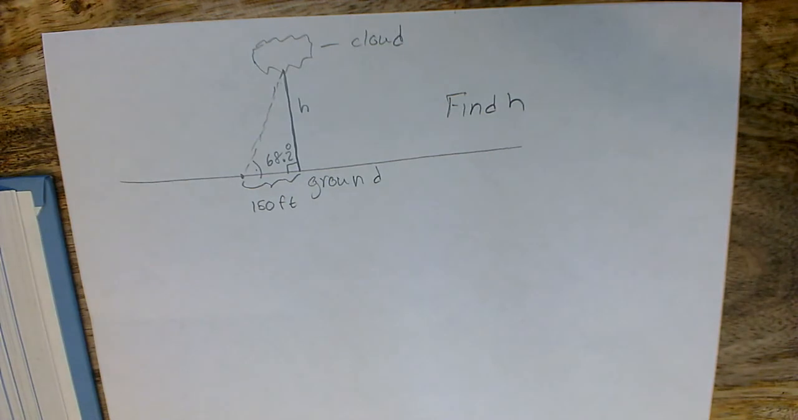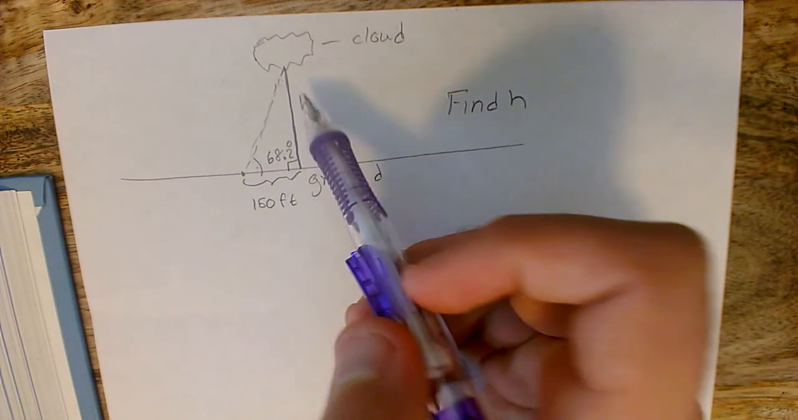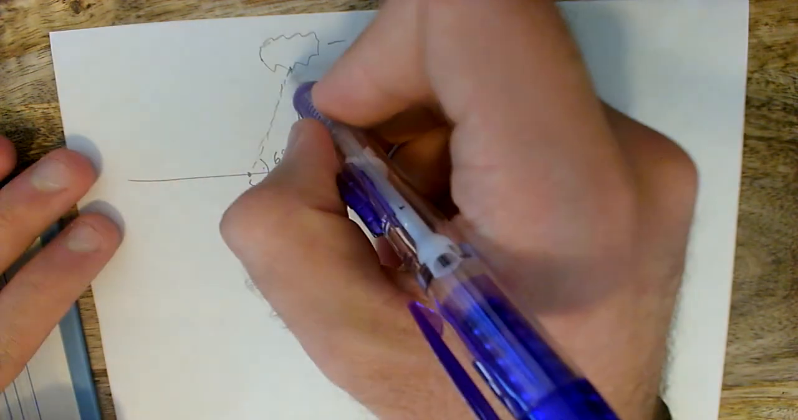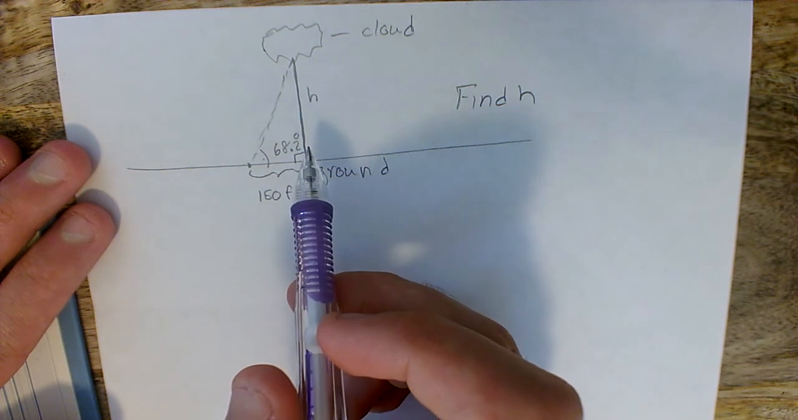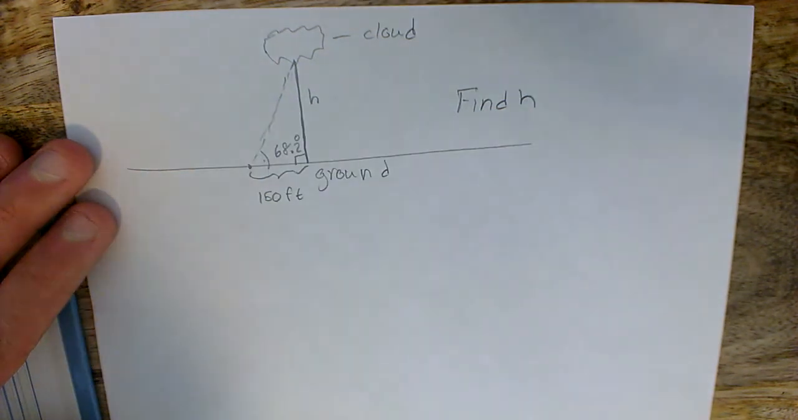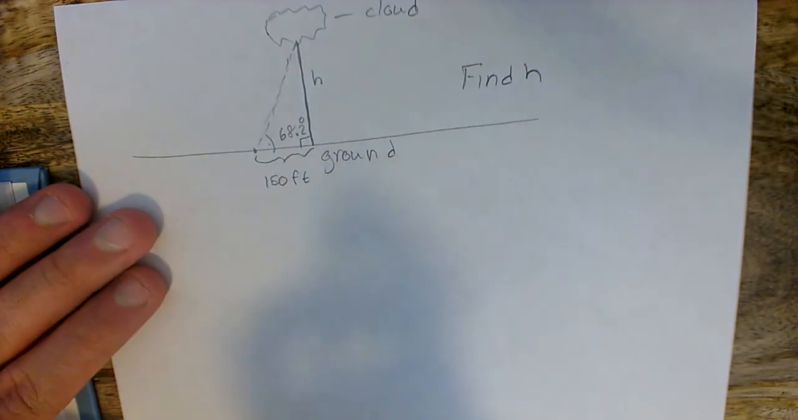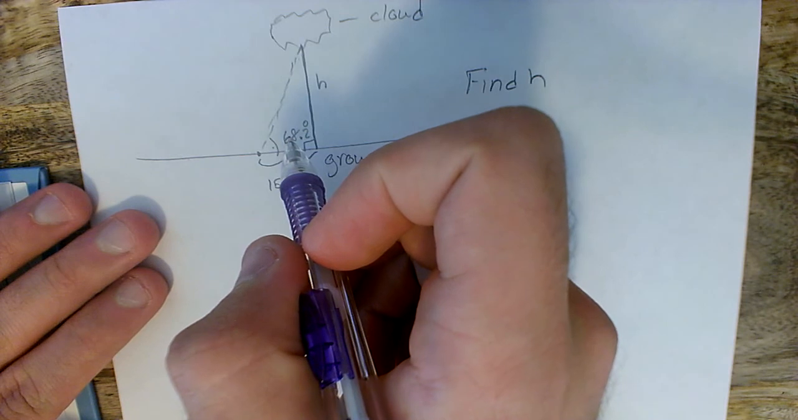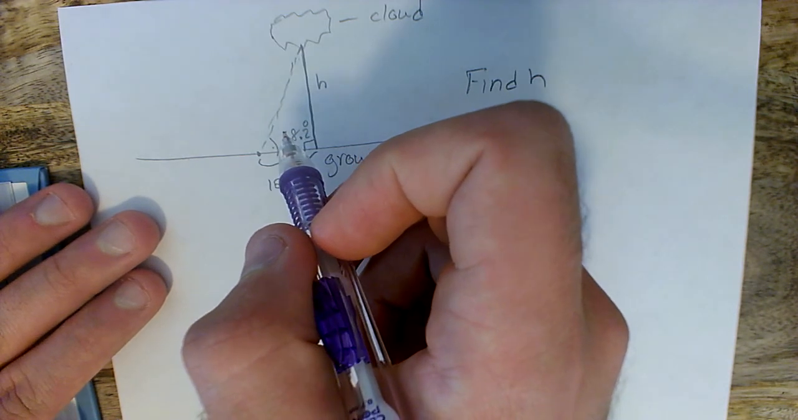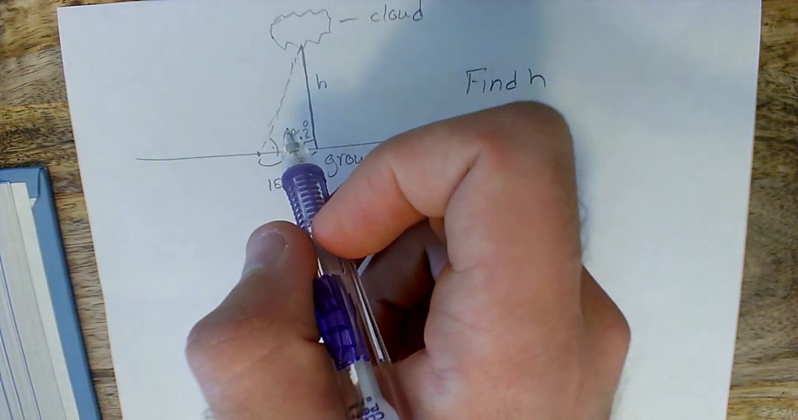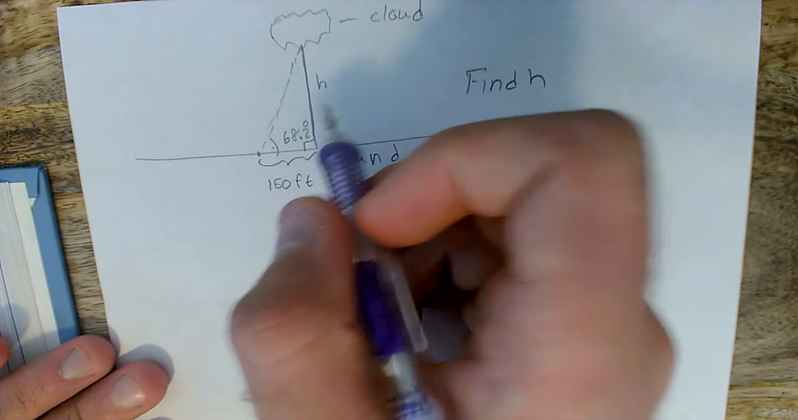Find h. So we're going to use our trigonometric rules. This side here are our trig identities, or trig functions, to find h. This side of the triangle, this dotted line, is the hypotenuse because it's opposite the right angle. The idea is, could I use sine, cosine, or tangent to figure out the height of this cloud?